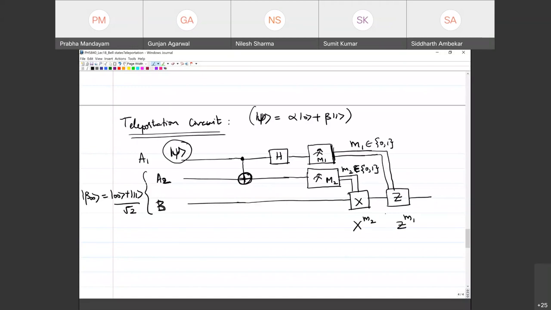And finally, and this is what we'll analyze tomorrow and show, B's qubit is actually left in the state psi. Okay? So the state psi has disappeared from here and essentially appeared in B's lab. So this is the simple teleportation circuit, and we'll analyze this tomorrow.